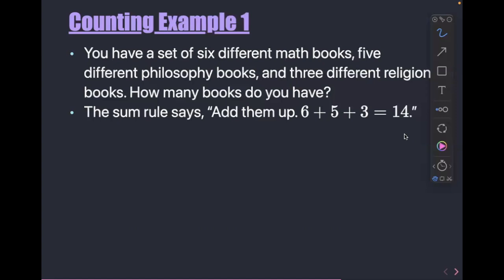So I just have a set of books, and this is basically the size of my set of books. And instead of just counting each book individually, I kind of counted them by their subsets based on their type, and then summed that together. And that's basically all that the sum rule is saying.